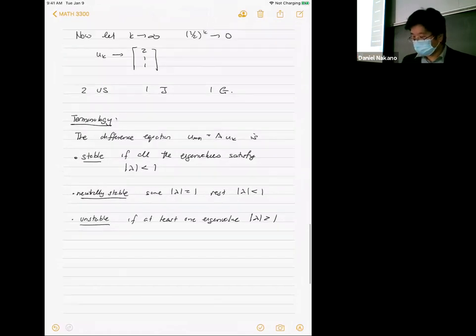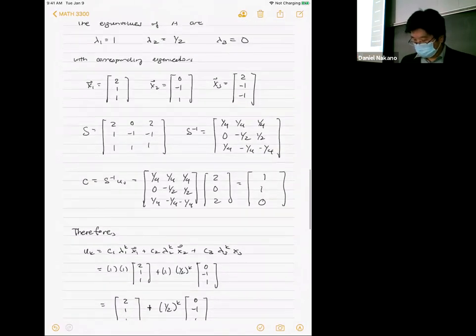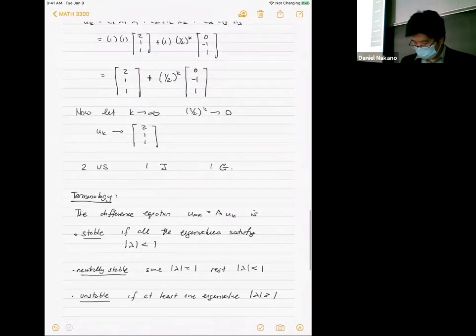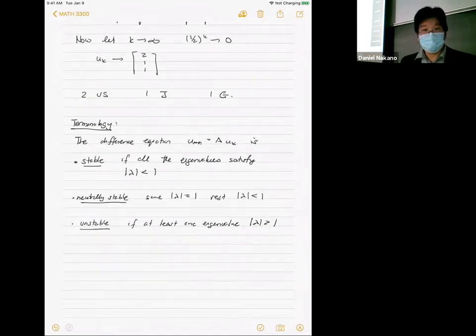All right, so if we go back to the last example, we have 1, 1/2, and 0. Okay, so this is an example of something which is neutrally stable. Okay, any questions on this?